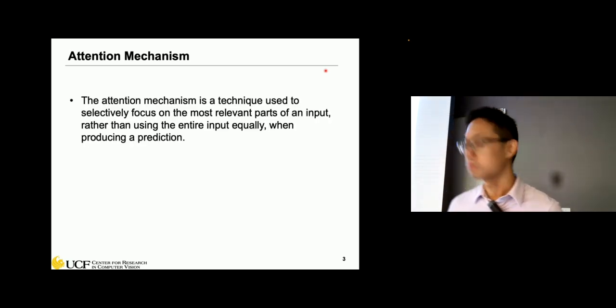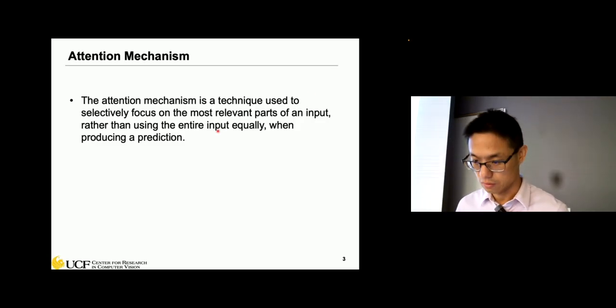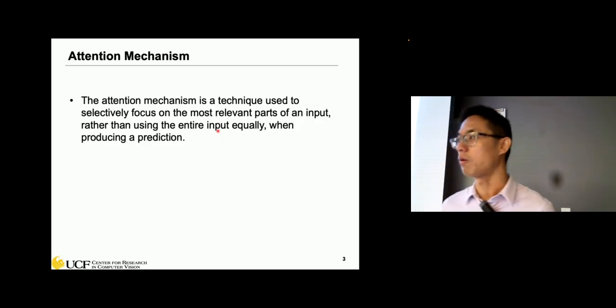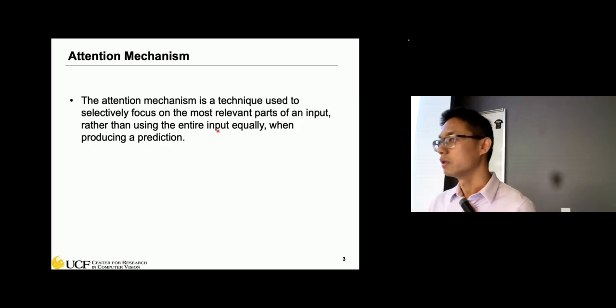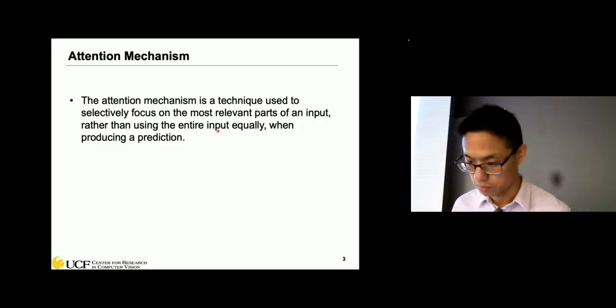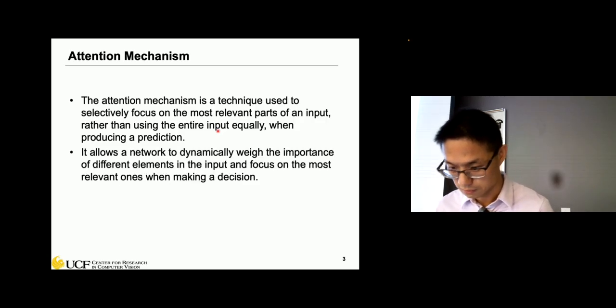For the attention mechanism, by the term, it's used to selectively focus on the most important parts of the input, right? If you have an image or a sentence, not all of the input parts will be very useful. If you spend a lot of computation on those maybe not relevant or important regions, it's not going to be very useful for the final prediction, right? So we want to focus our computation on the most important parts. That's the basic objective of the attention mechanism.